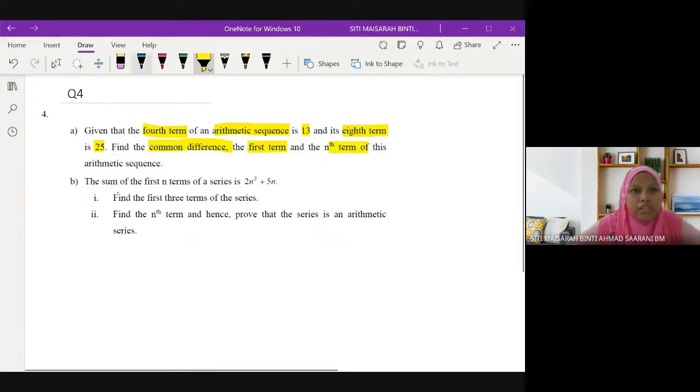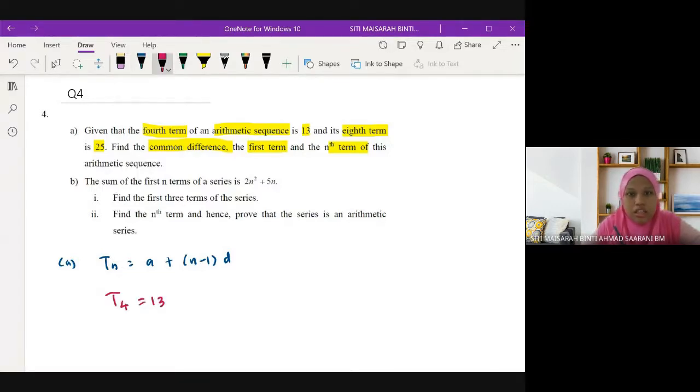Okay, kalau arithmetic sequence, the formula for the n term is Tn equals A plus n minus 1 D. What is A? A is the first term, D is the common difference, and n is number of term lah. So then we have information, the first information is T4 equals to 13. Then we have T8 equals to 25. And then we are going to find D, common difference, then first term, then Tn, n term.